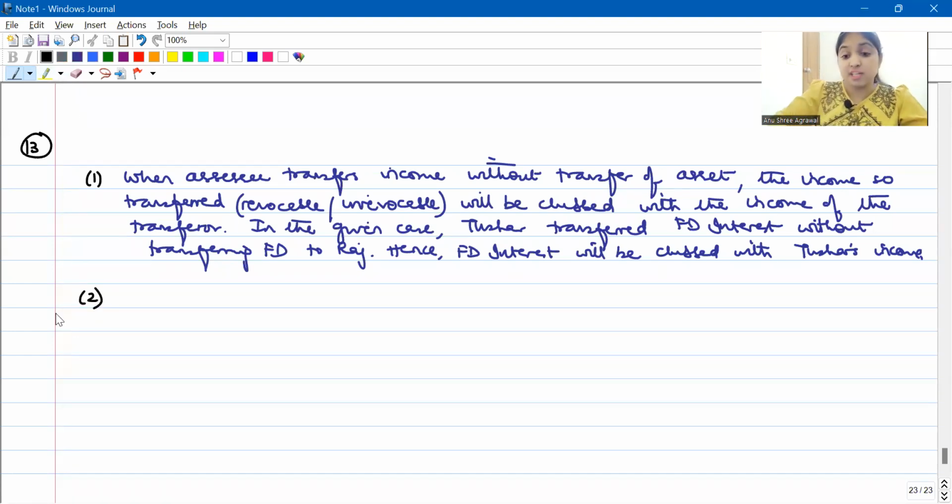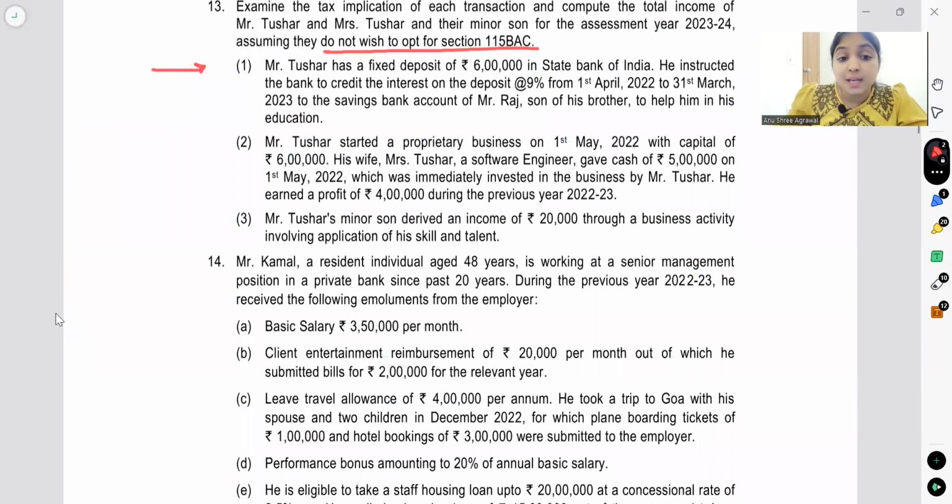Now coming to the second adjustment, the star adjustment of this question. Mr. Tushar started a proprietary business on 1st May 2022 with capital of 6 lakhs. His wife, Mrs. Tushar, a software engineer, gave cash of 5 lakhs on 1st May 2022, which was immediately invested in the business by Mr. Tushar. He earned a profit of 4 lakhs during previous year 22-23. What about this? See, his wife, Mrs. Tushar, has given him cash of 5 lakhs on 1st May 2022, which he has put into the business.